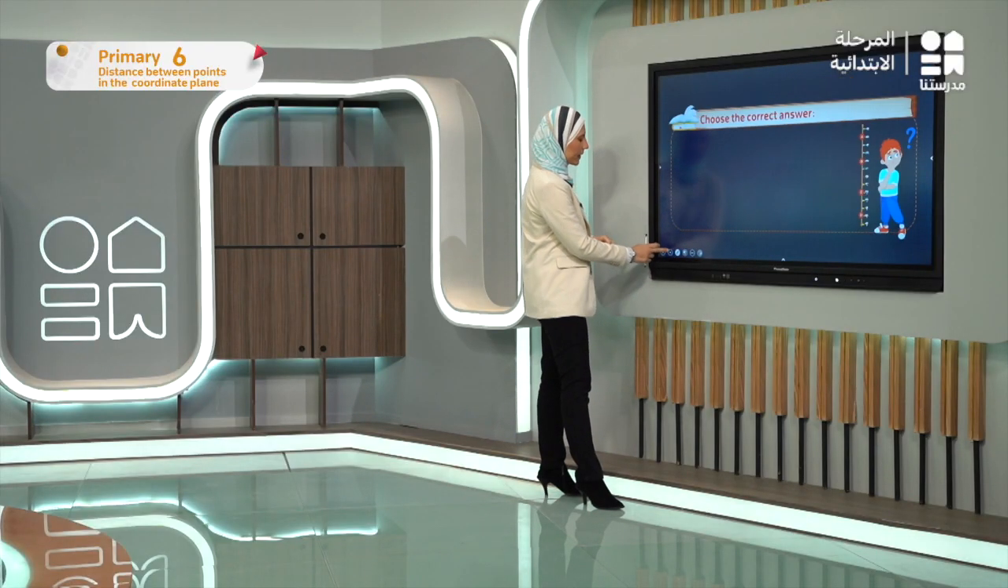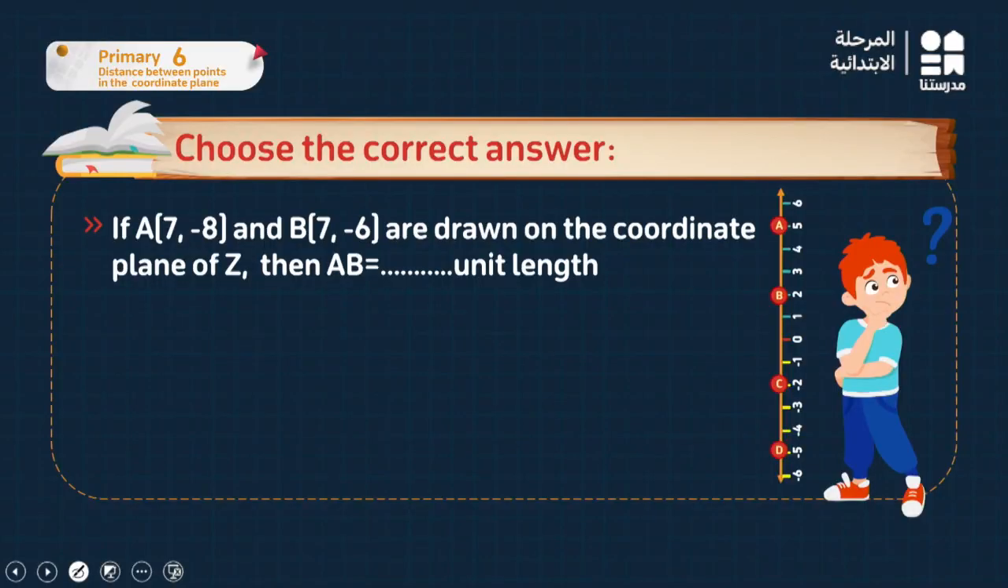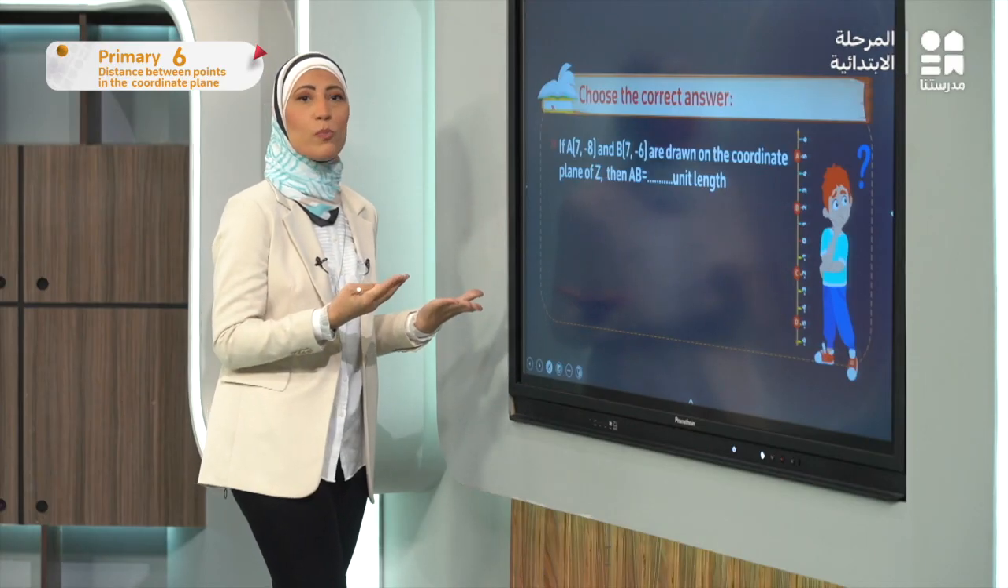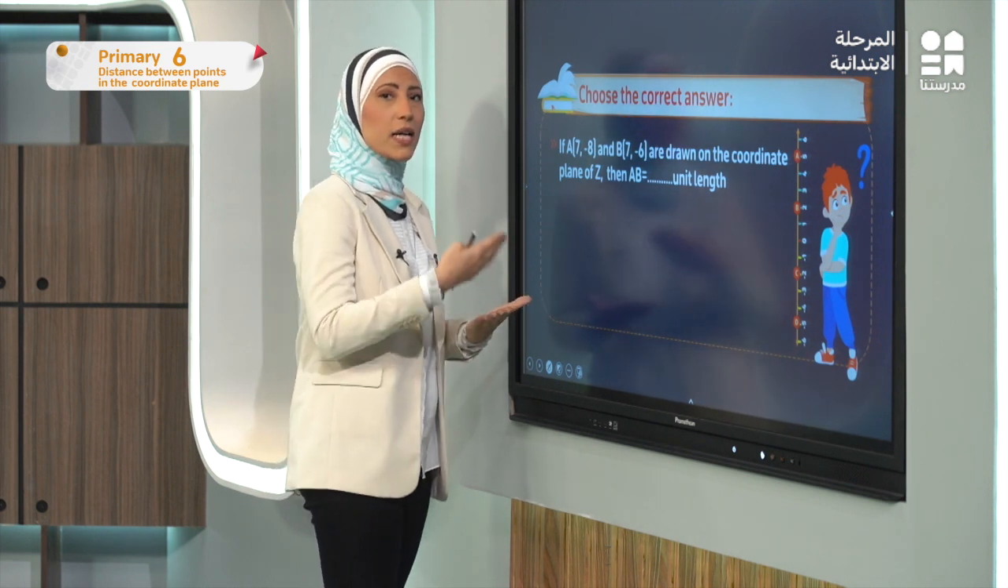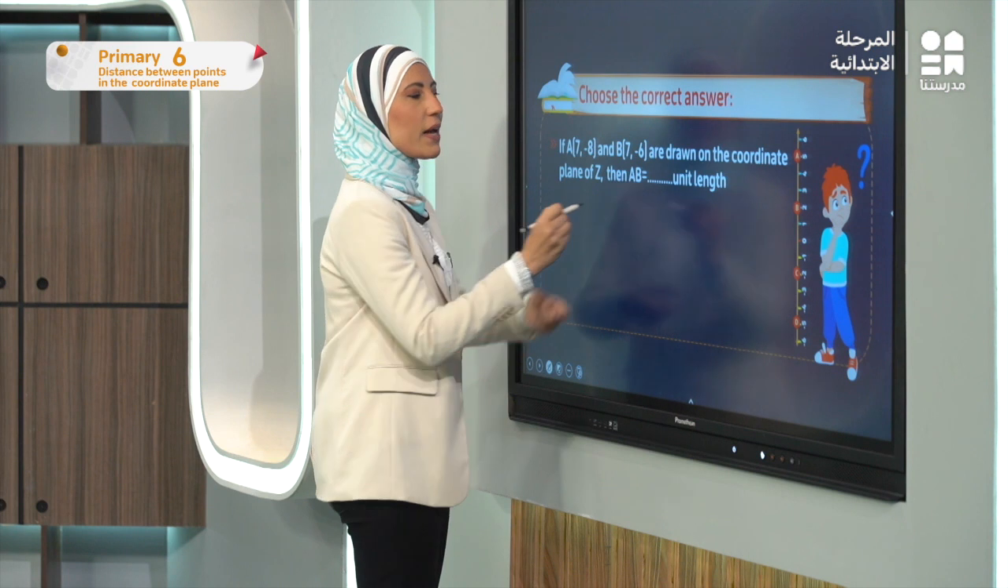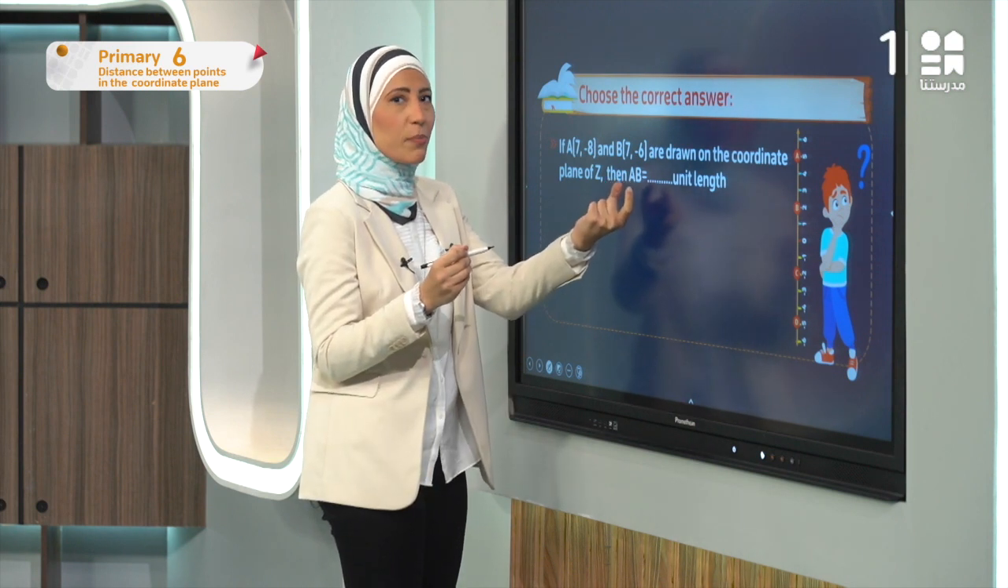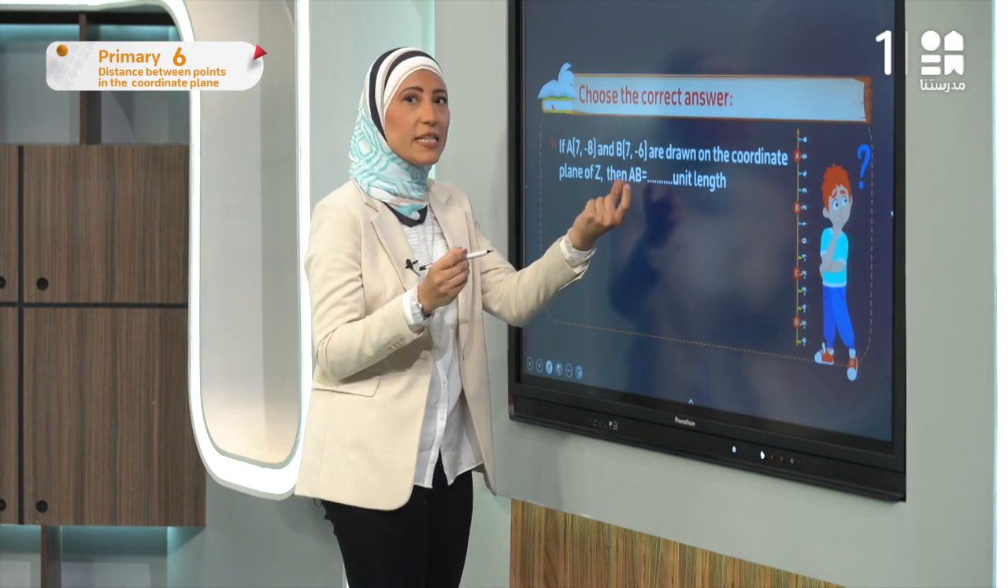It says: choose the correct answer. If point A (7, negative 8) and point B (7, negative 6) are drawn on the coordinate plane of Z, where Z means the set of integers, then AB equals what? What is my rule? My rule is absolute ending minus starting. Here, for AB, what is my ending? B. I will start from B because B is the ending.